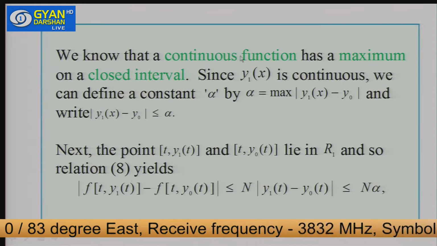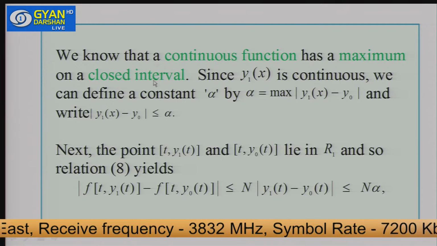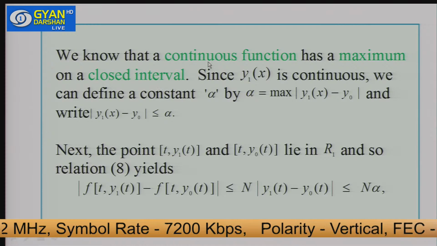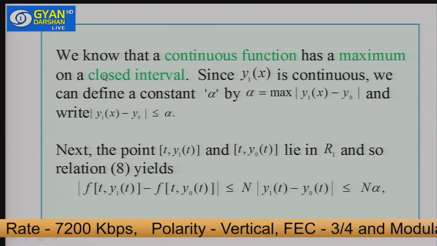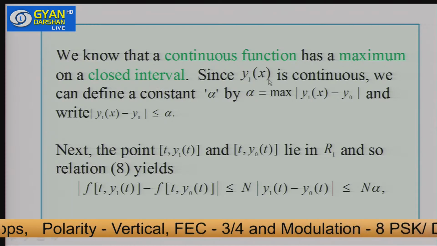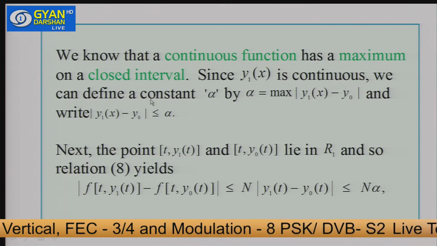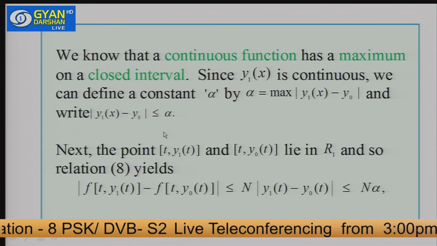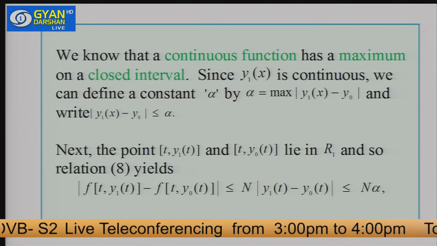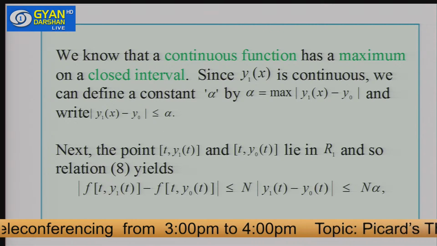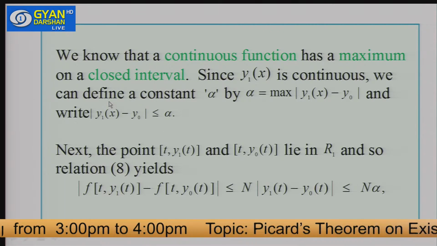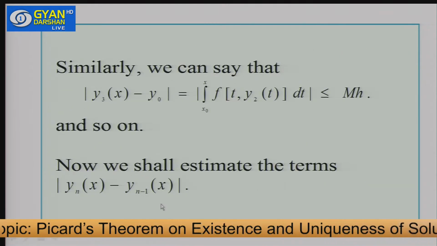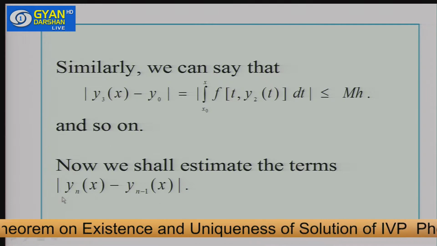Let's go. We know that a continuous function has a maximum on a closed interval. Since we have already seen that a continuous function on a closed interval is bounded, if it is bounded, it has a maximum. Since y1 is continuous, we can define alpha by this and this. What is y1? y1 is the second term of my sequence. So they have shown that y1 minus y0 is at most this, and they are just going to use it in future. Our aim is to show this is less than or equal to some constant.